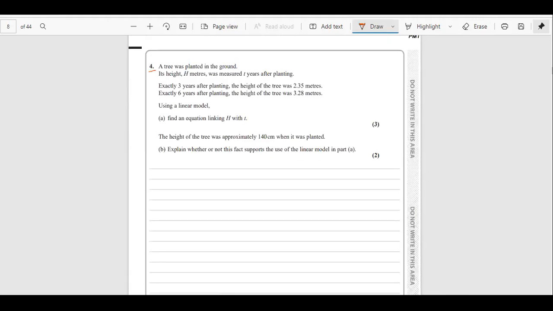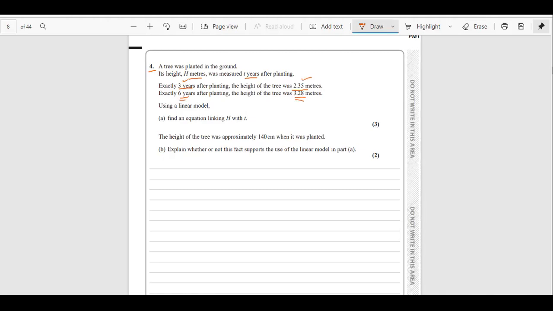Now, this is the fourth question. A tree was planted in the ground. Its height is h meters, measured t years after planting. Exactly 3 years after planting, the height of the tree was 2.35 meters. Exactly 6 years after planting, the height of the tree was 3.28 meters. So imagine that there's a tree and it's growing, and they have told you that after 3 years the height is this, and after 6 years the height is this.